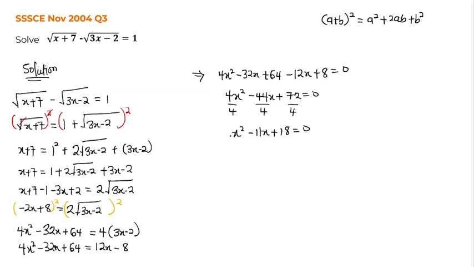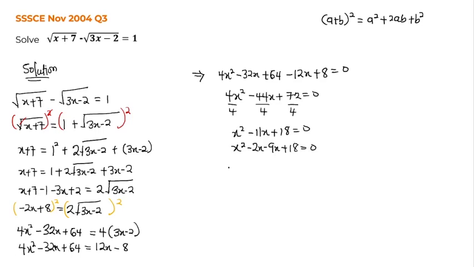Now the coefficient of my x squared term here is 1. 1 multiplied by 18 is 18. Now which two numbers will I multiply to get positive 18 but add to get negative 11? So that will give me negative 2 and negative 9. So I have here x squared minus 2x minus 9x plus 18 is equal to 0.